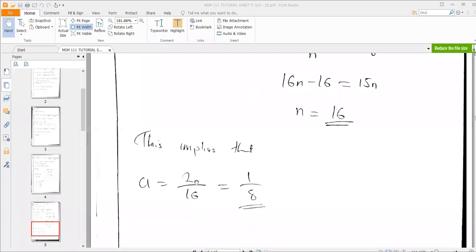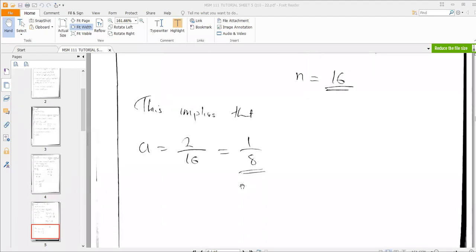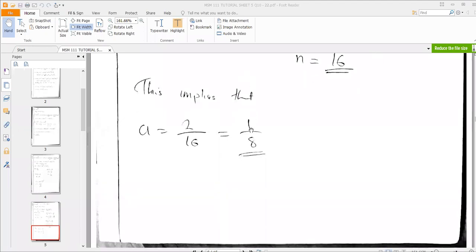So this implies that our a is equal to 1 over 8. So we have solved for a and n in our expansion. Is it clear, please? Any questions? Okay, we proceed to the next one.